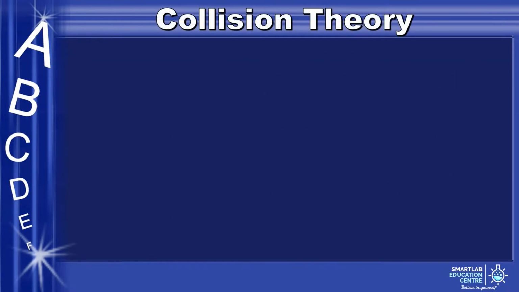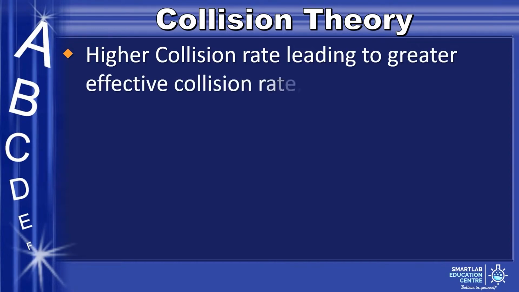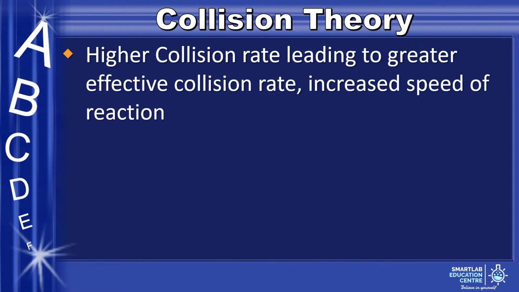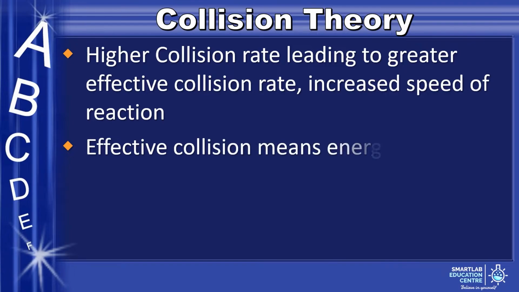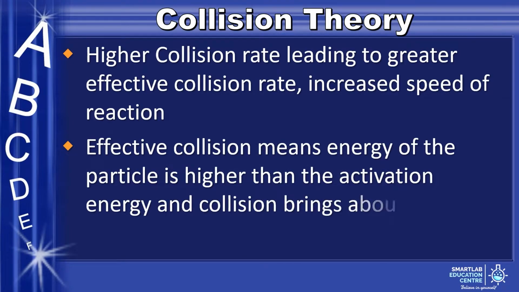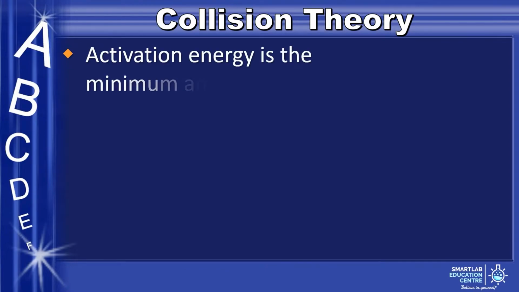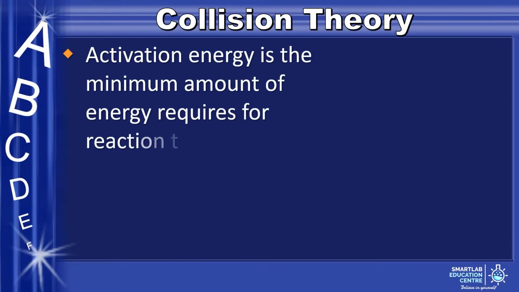When there is a higher collision rate, it leads to greater effective collision rate and increased speed of reaction. Effective collision also means the energy of the particle is higher than the activation energy, and collision brings about chemical reaction. Activation energy is the minimum amount of energy required for reaction to occur and is labeled as EA in the diagram seen.